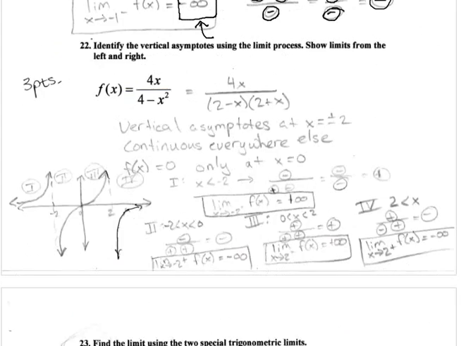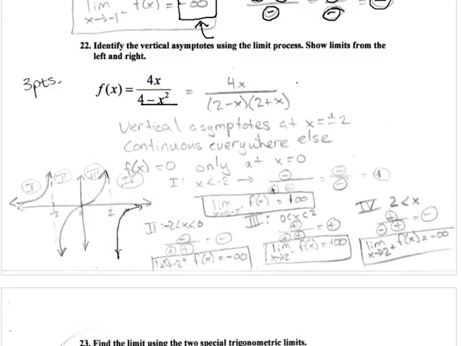In number 22, we have to identify the vertical asymptotes using the limit process, showing the limits from the left and right. So you have to identify where the vertical asymptotes are. The first thing we do is factor this quantity. 4 minus x squared is a difference of perfect squares. The first perfect square is 2 squared, and the next is x squared. So we can rewrite this as 2 minus x times 2 plus x.